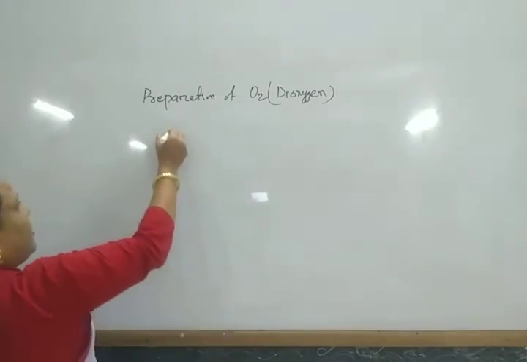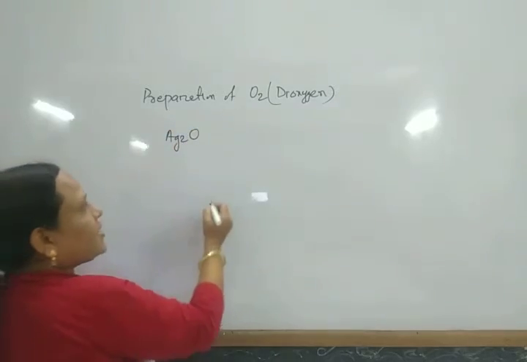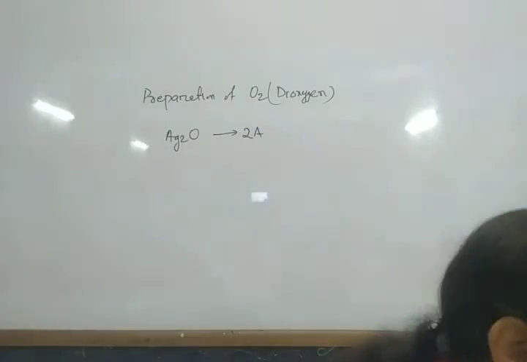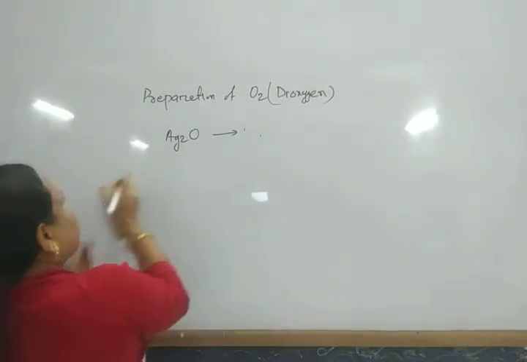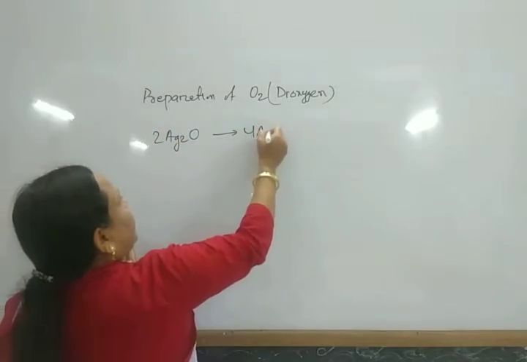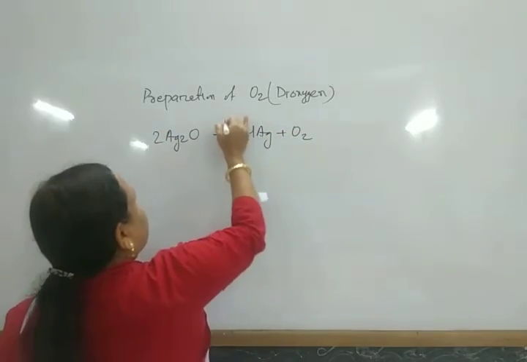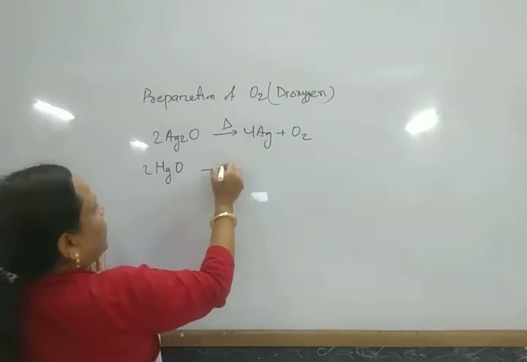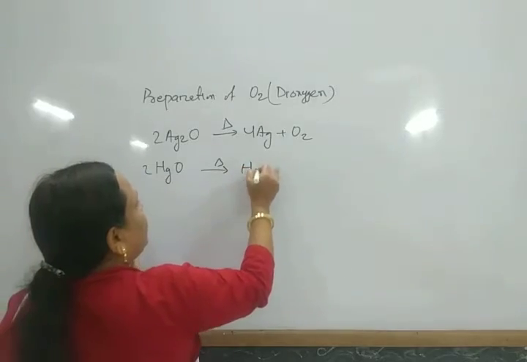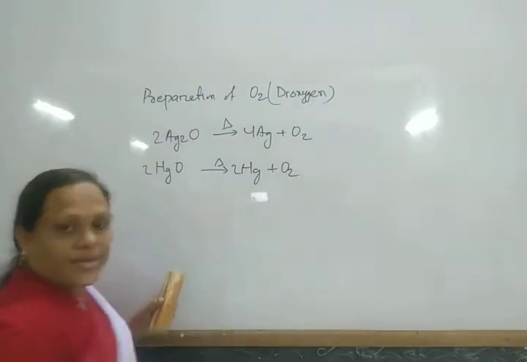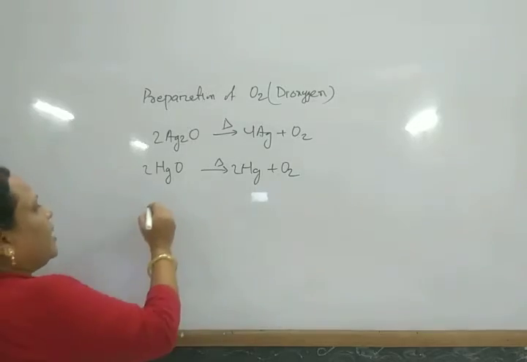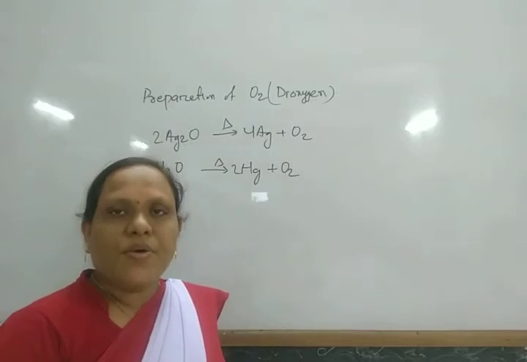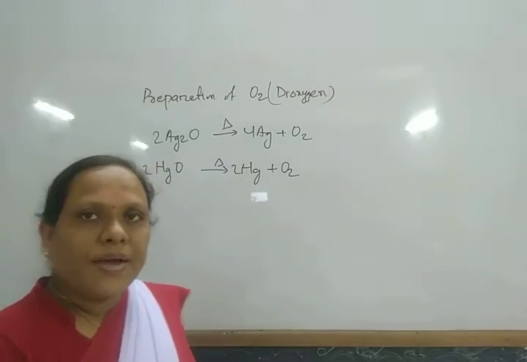Like when silver oxide is heated, it gives 4Ag plus oxygen. Similarly, mercuric oxide on heating gives mercury vapor plus mercury plus oxygen. And this is also prepared by heating the chlorates and nitrates of potassium and sodium.